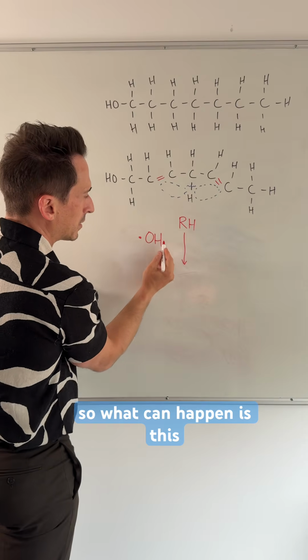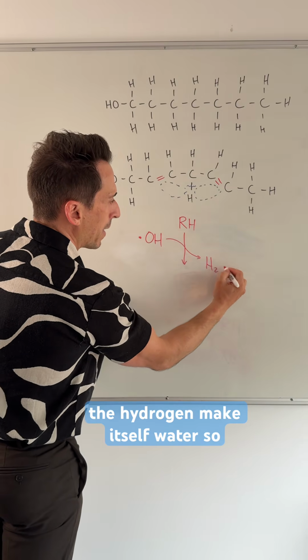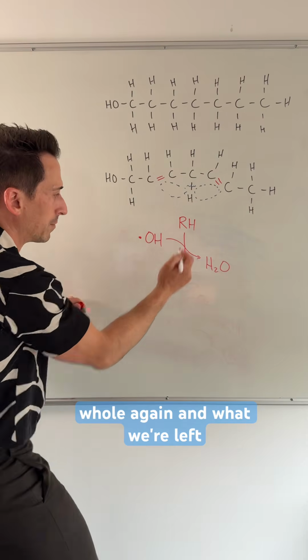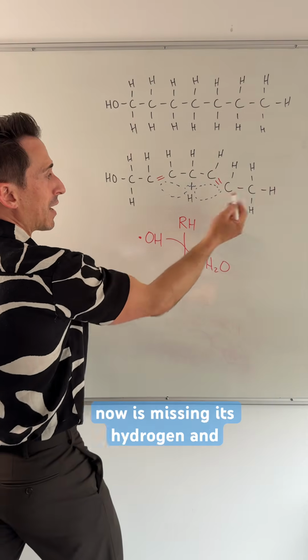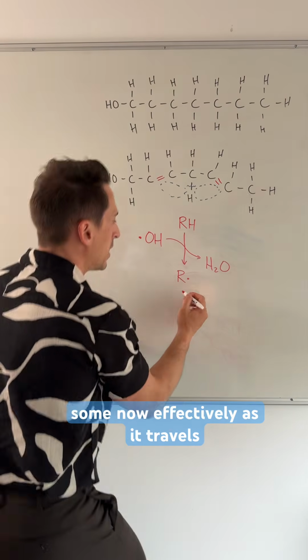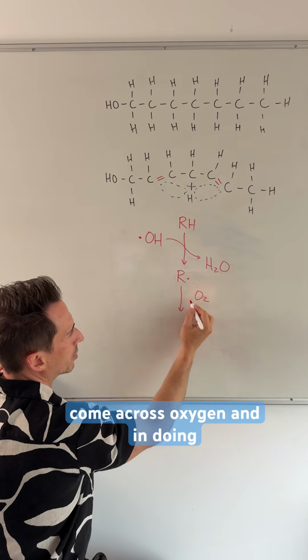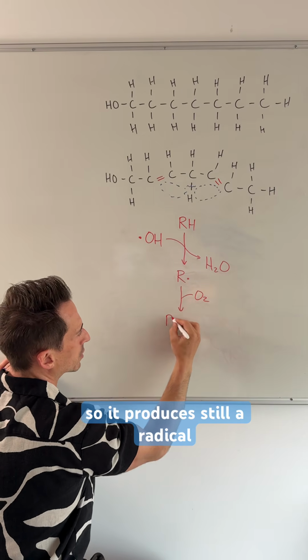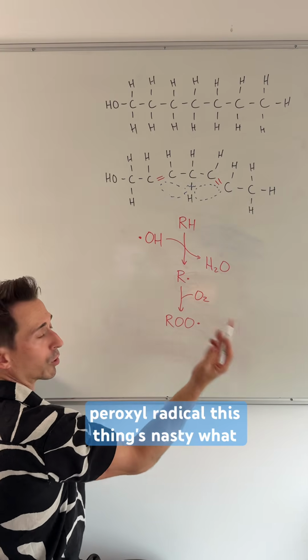So what can happen is this hydroxyl radical can come along, steal the hydrogen, make itself water, so whole again, and what we're left with is a lipid radical. This now is missing its hydrogen and electron and wants to go steal some. Now effectively, as it travels through the body, it's going to come across oxygen, and in doing so, it produces still a radical, but now it's called a lipid peroxyl radical.